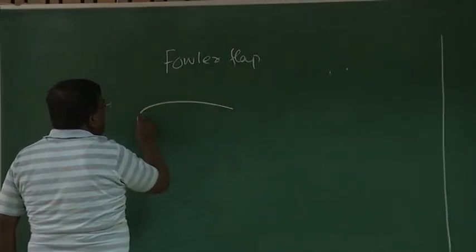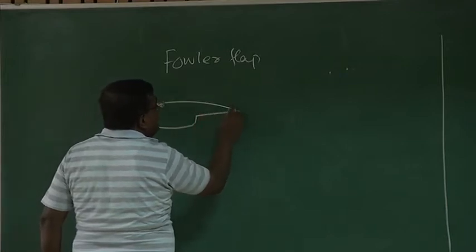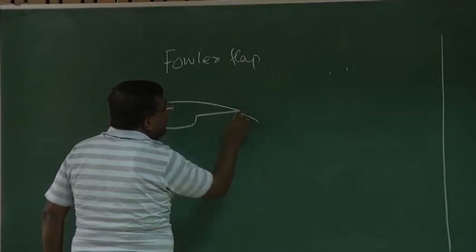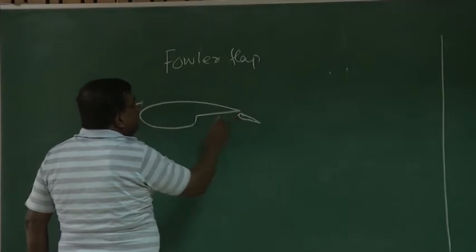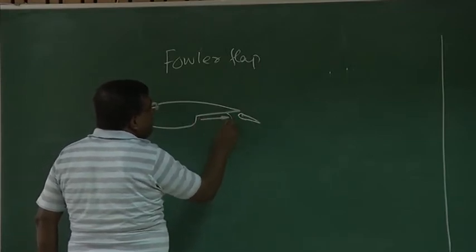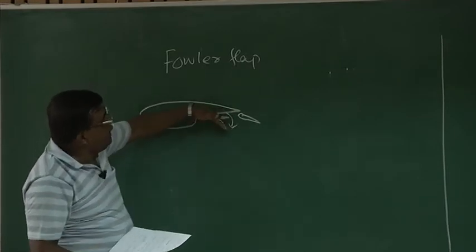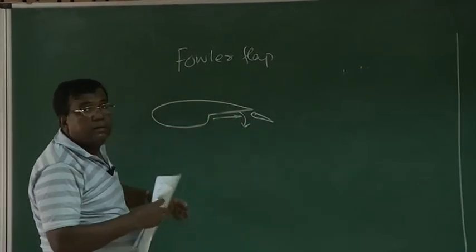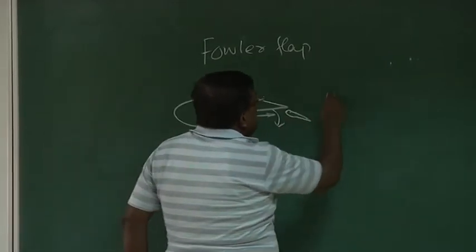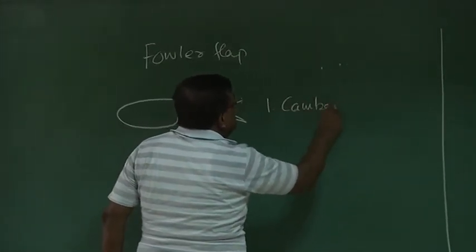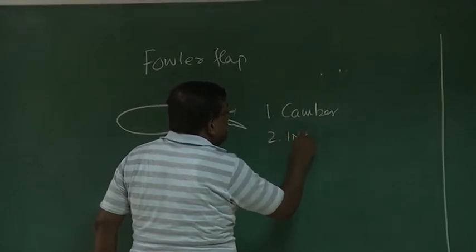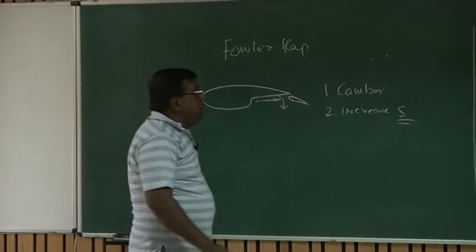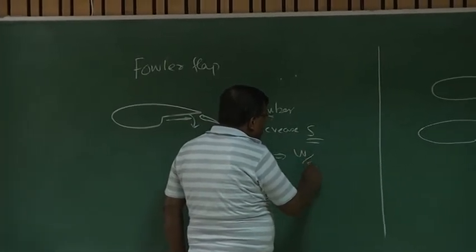It is basically, the concept is based on split flap, but now this unit has this motion as well as rotation motion. It is just not splitting like this. It is moving backward and doing like this. So what has happened in the process? It has increased camber. Also it has increased the area of the wing. And area of the wing it has increased means actually it has locally reduced wing loading.